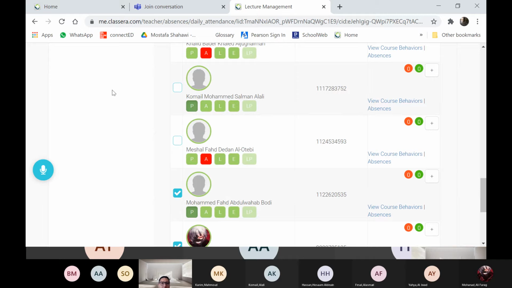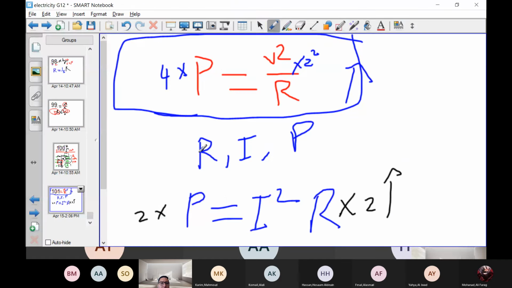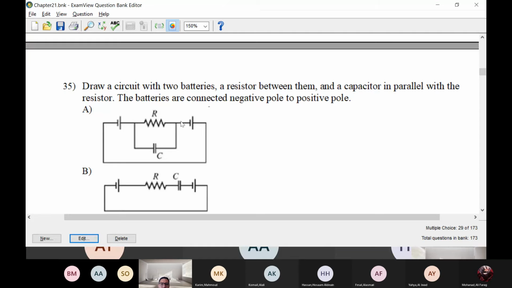Okay, Muhammad, I want you to answer this question. Go read it, Muhammad. Draw a circuit with 2 batteries, a resistor between them, and a capacitor in parallel with the resistor. The batteries are connected negative pole to positive pole.